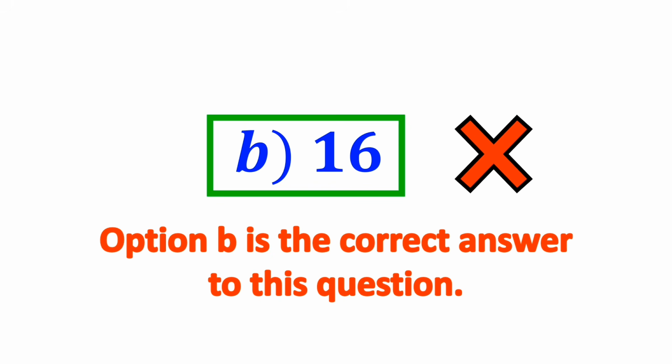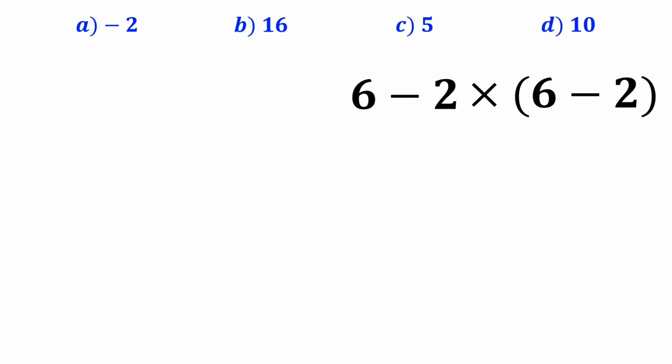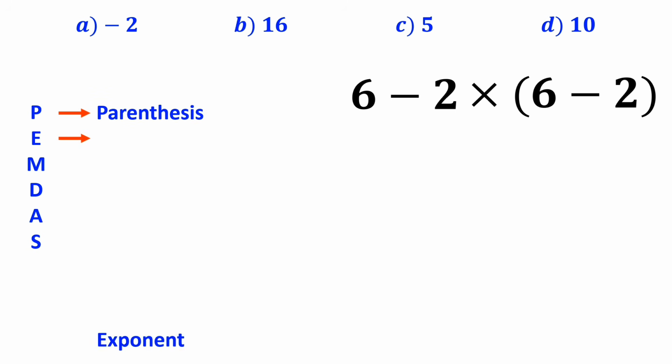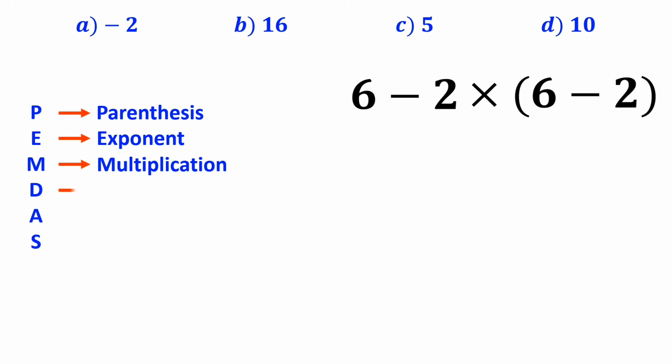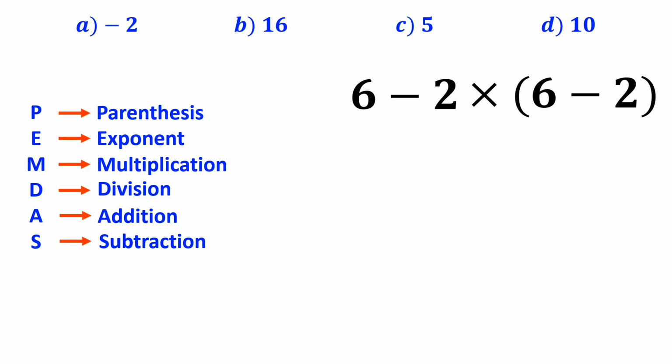But it's completely wrong. To solve this question, we need to follow the PEMDAS rule. In this rule, P stands for parenthesis, E stands for exponent, M stands for multiplication, D stands for division, A stands for addition, and S stands for subtraction. We have to follow the order of operations I told you, step by step from top to bottom.